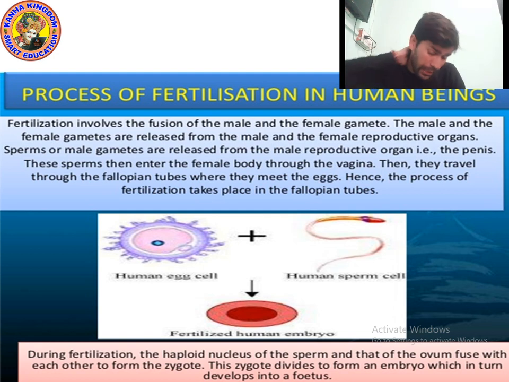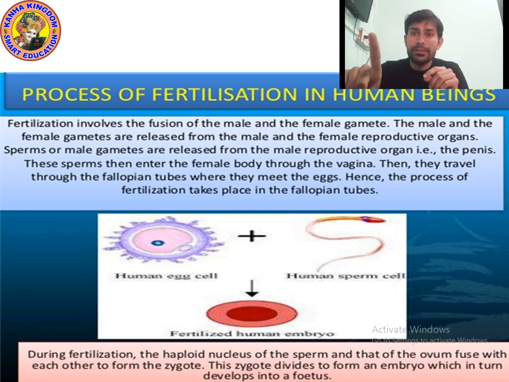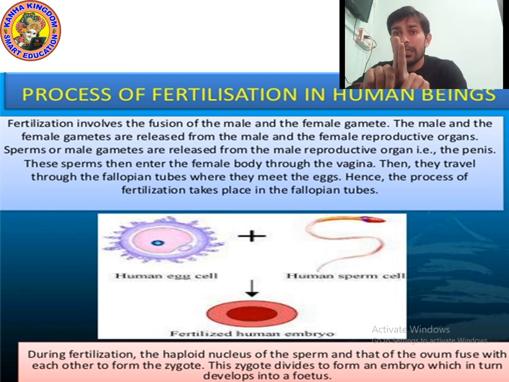So what happens? Let me tell you again. First of all, the egg cell, the female cell, comes from the ovary to the fallopian tube. Sperm enter the female reproductive organ and reach the fallopian tube. When the sperm meets the egg cell and they fuse, this process is known as fertilization, and due to fertilization the zygote is formed.